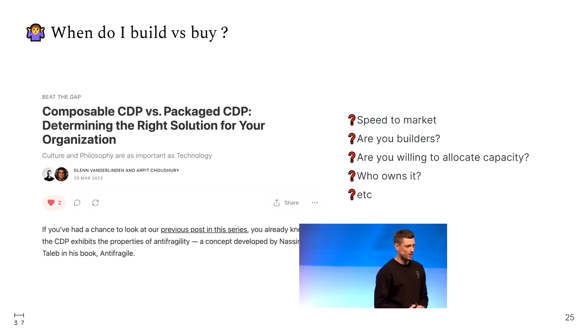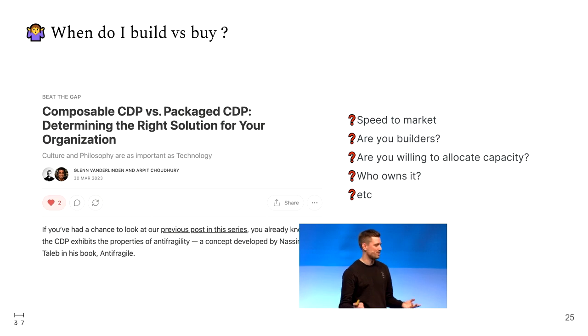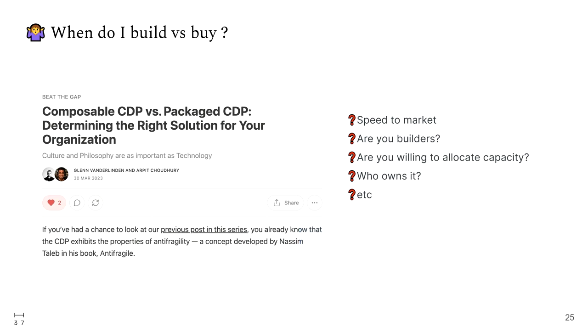When do I build and when do I buy, which is probably the next question? Well, there's no straight answer. I'm very sorry, there's a consulting answer, which usually is like, it depends. And it actually does depend. It depends on how fast you want to go to market, how complex your use cases are, which resources you have available in-house versus in partners, and how you're staffing, right?